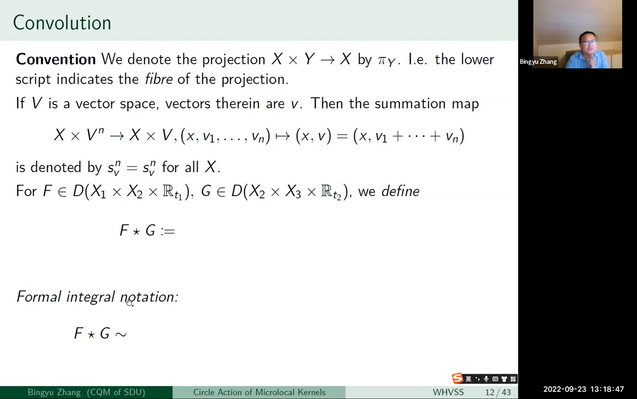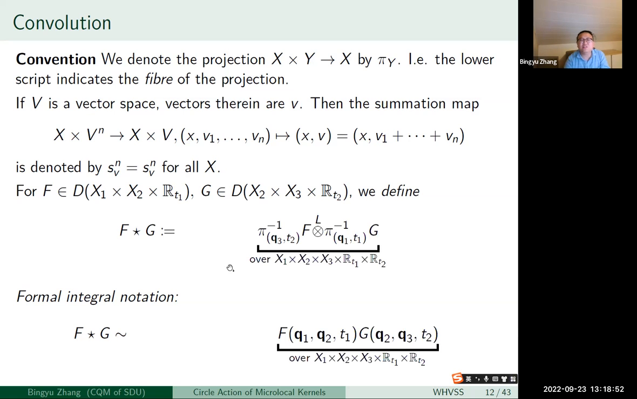We also introduce some formal integral notation to make it more familiar. The first thing is that we take the product of them on the biggest space, x1, x2, x3 times R1, R2. Then we integrate, which means pushing forward along x2. Next we take a sum with respect to t. You can see from the formal integral notation why we call it a convolution, since it is literally a convolution.